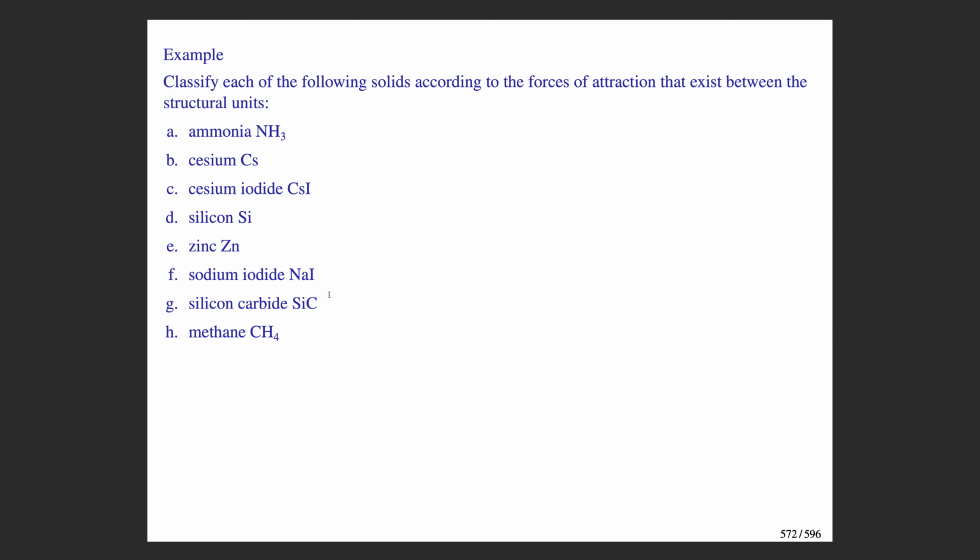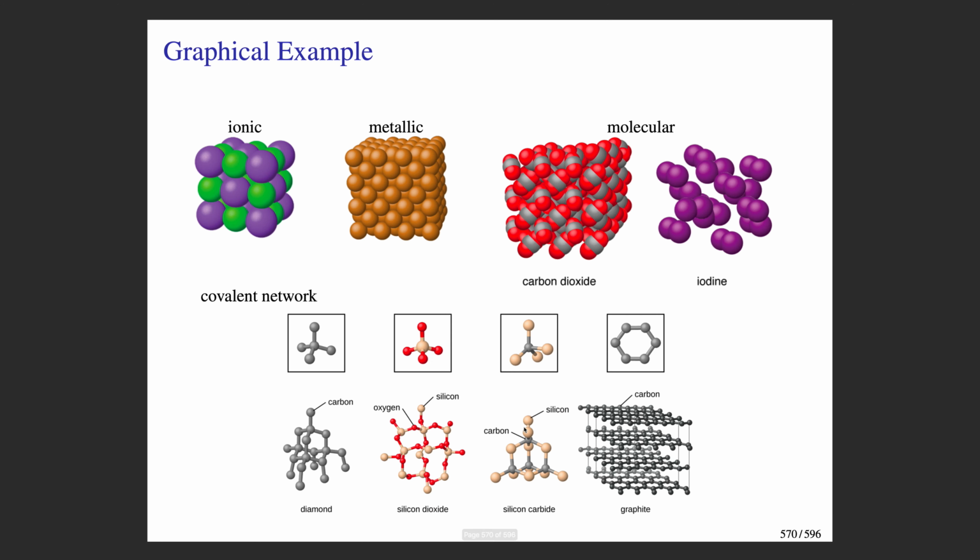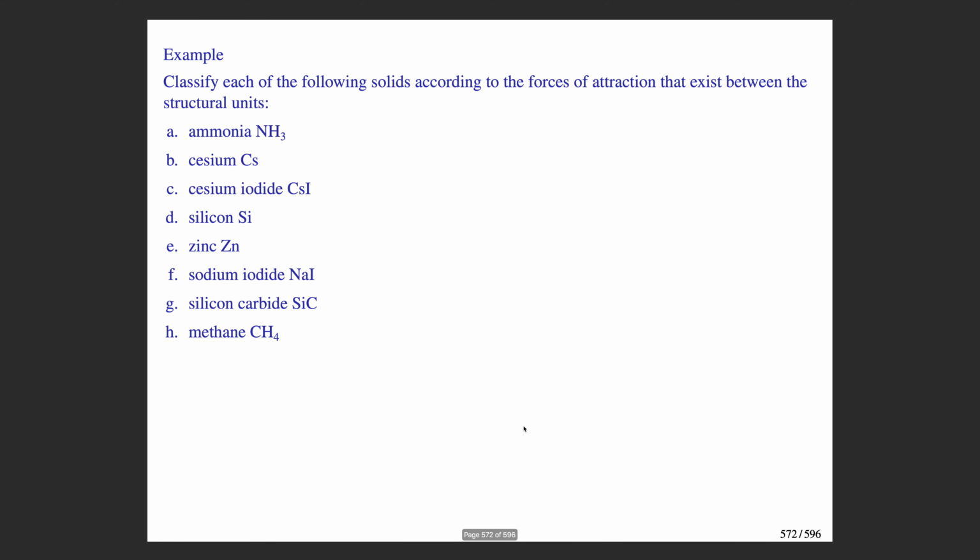Silicon carbide, we've actually already seen that one. It's going to be a covalent network solid, so the carbons and the silicons are bonded together through covalent bonds. Methane is a molecular compound, and so when methane forms a solid, you have methane molecules packed together and held together through van der Waals or London dispersion interactions.